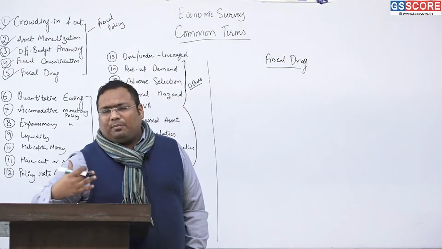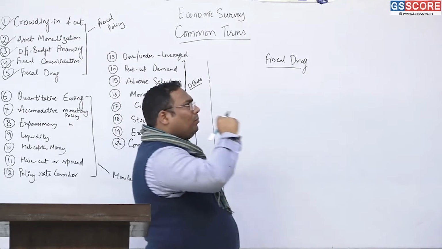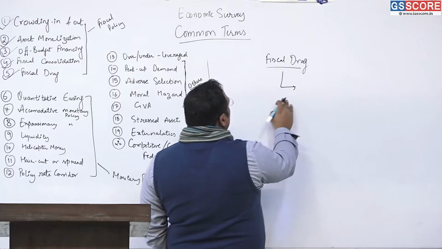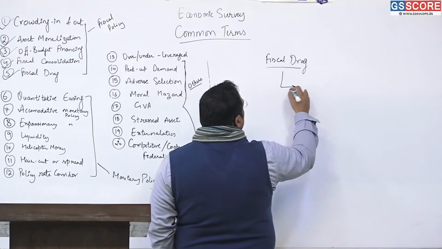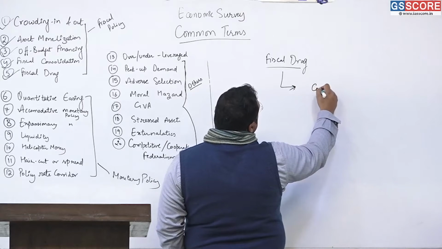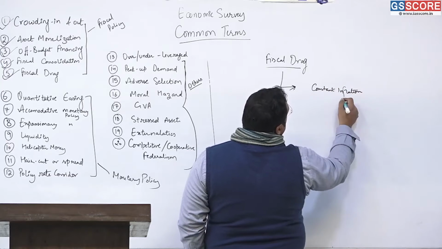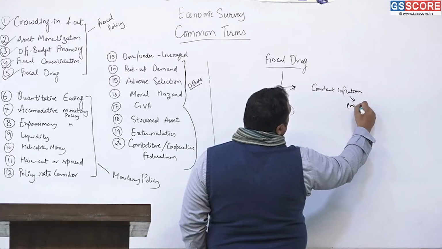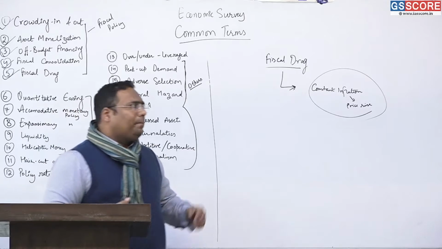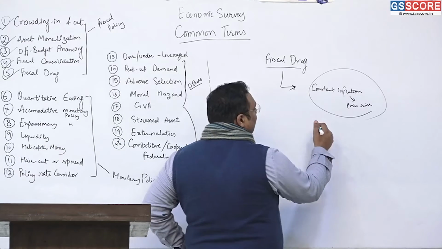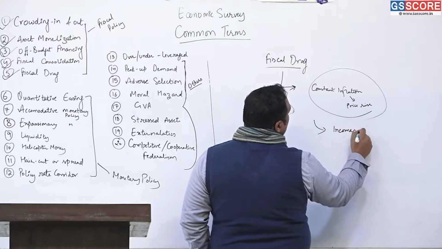Fiscal drag can happen in a few ways, but I will discuss the most commonly occurring example of fiscal drag. For example, in an economy, there is constant inflation. Inflation, all of us know, means price rise. So in an economy, prices are rising continuously. And because of the price rise, what will happen? Let us say in 2-3 years, incomes will also increase by the same effect.